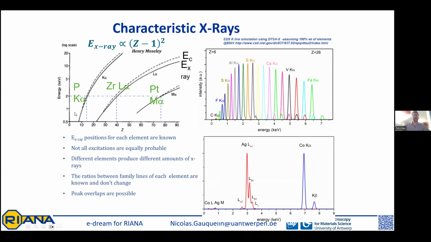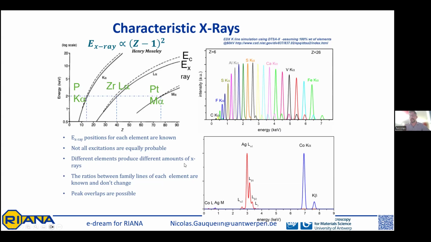So more specifically, here you see some energy as a function of Z, and that's depending on the excitation energy, so that's for SEM. And here you can see the characteristic K lines simulated for each element. So these positions for each element are known, and not all excitations are equally probable, as you see here, which means that different elements produce different amounts of X-rays, and the ratios between the family of lines of each element are known and don't change. So peak overlaps are possible.